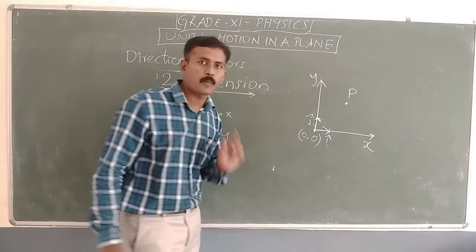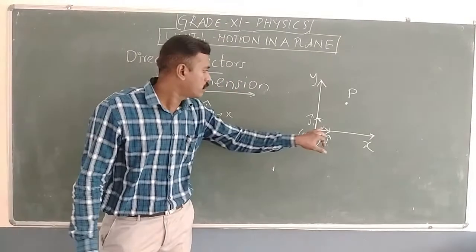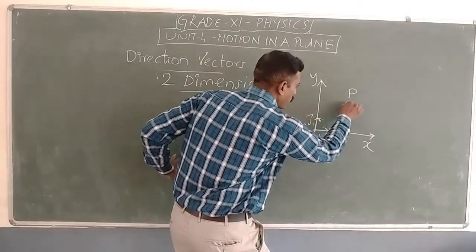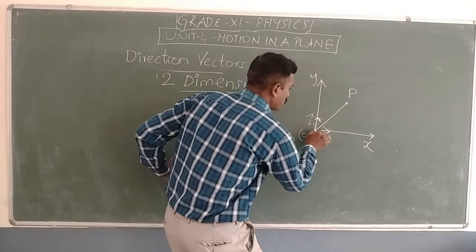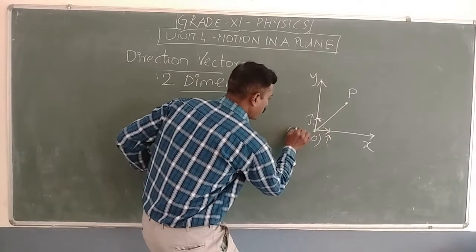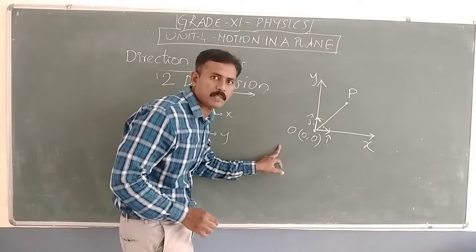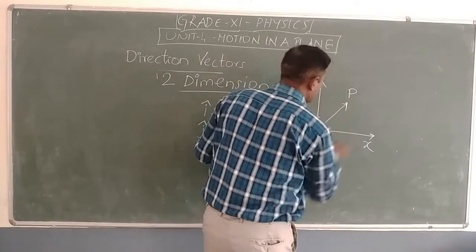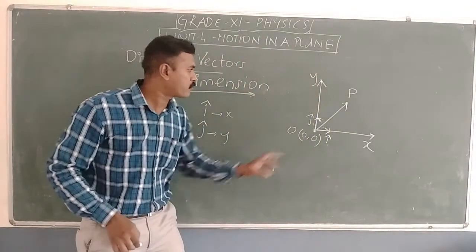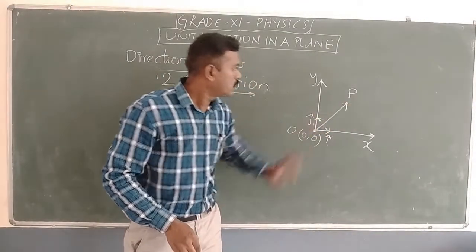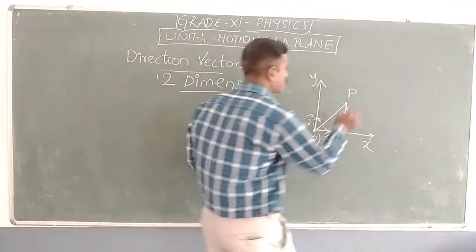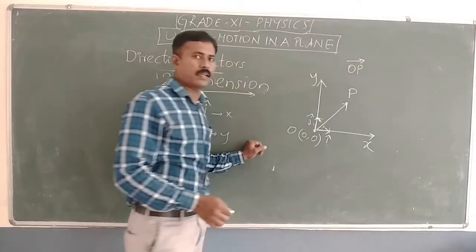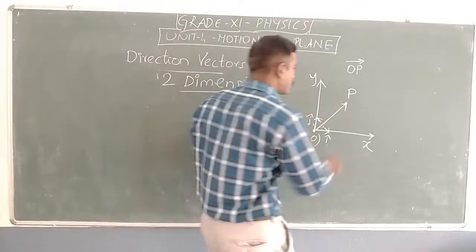How to locate this point? I have a reference vector from this point to that point. I will now draw a line from the starting point, which is represented as point O, to point P. So this is a position vector from O to P, the OP vector. This OP vector is the position vector.